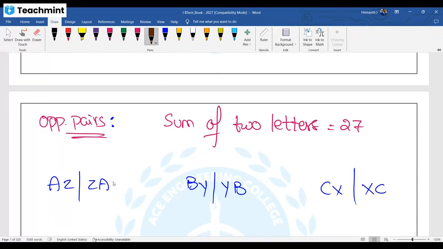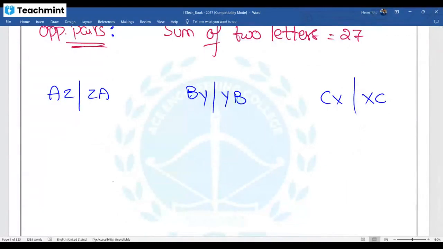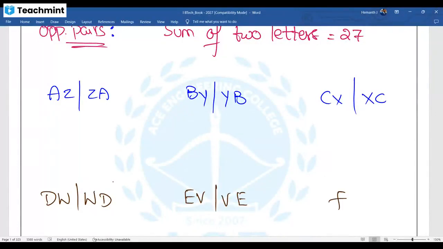Okay, the question may be: there are n number of logics, how can I remember all these things? Also, wait, I'll let you know. DW and WD is one more pair. EV and VE is one pair. FU and UF is one pair. Right. Sir, how to remember AZ?